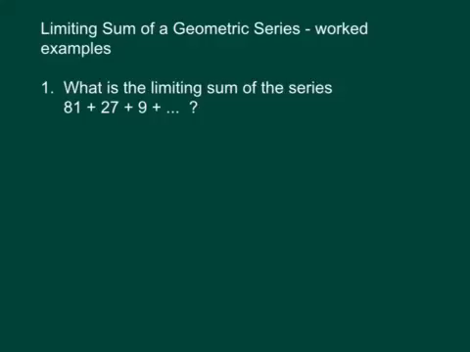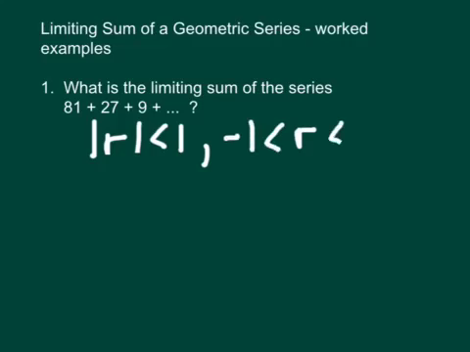Okay, limiting sums of geometric series. Now the thing about limiting sums of geometric series is that they exist where the absolute value of r is less than 1. Another way of saying that is that r, the common ratio, must be between -1 and 1. Of course, if the common ratio is 1, you don't have a geometric series going at all, do you? So it must be between -1 and 1 exclusive.